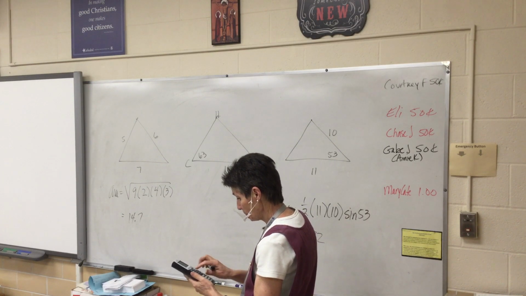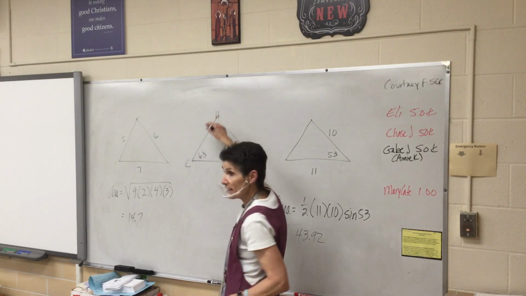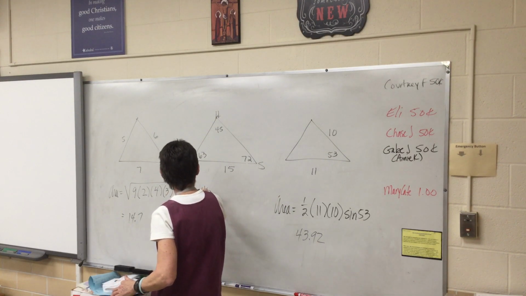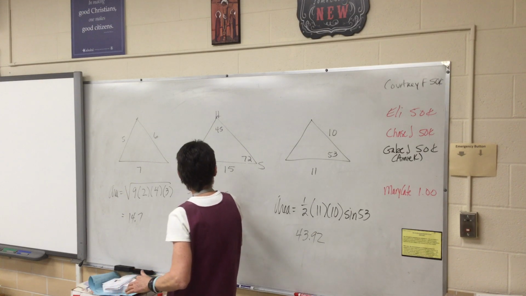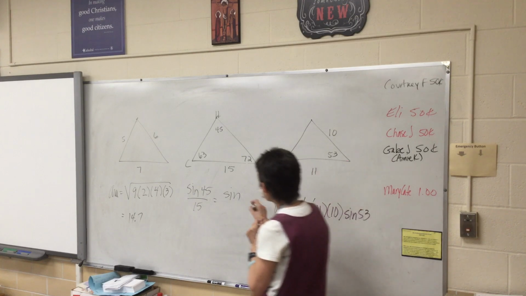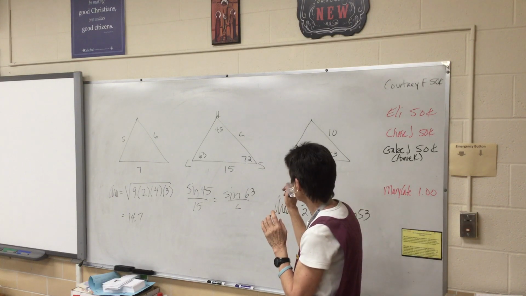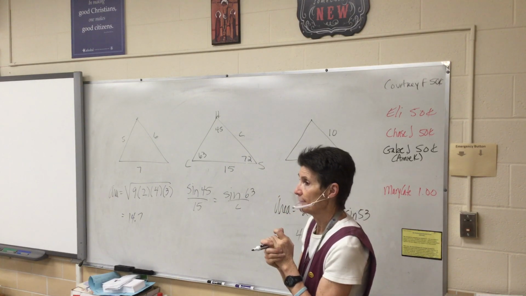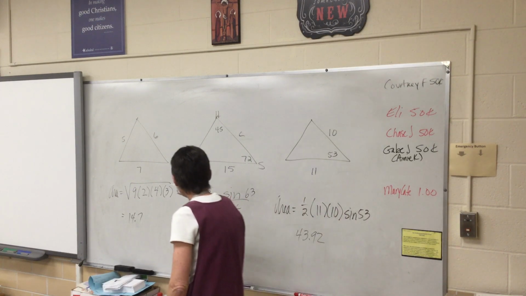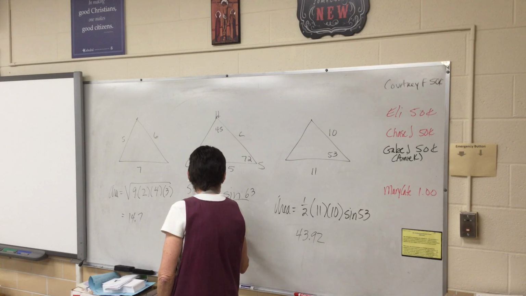And angle H is 45. So then I have a pair. So I can say sine 45 over 15 equals sine, it doesn't matter which one you want to do, 63 over C. You could do 72 over S, it doesn't matter. So then we'll cross multiply again. So C sine 45 equals 15 sine 63.